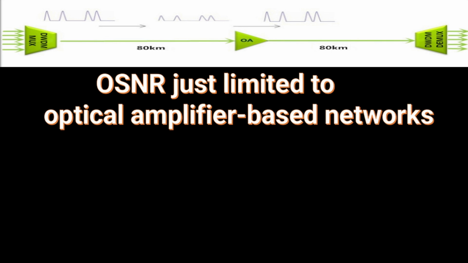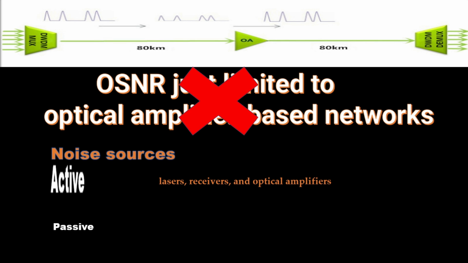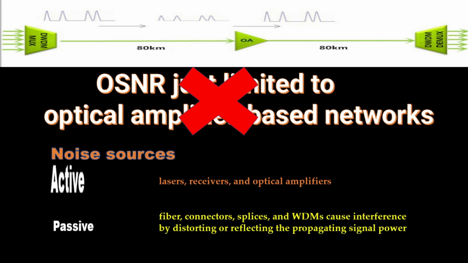Some people assume OSNR is just limited to optical amplifier-based networks. That's not true. There are many noise sources that can add noise, and create an OSNR limited system design problem. Noise sources can be grouped as active and passive. Active sources such as lasers, receivers, and optical amplifiers generate new noise power in the fiber link. Passive sources such as fiber, connectors, splices, and WDMs cause interference by distorting or reflecting the propagating signal power.